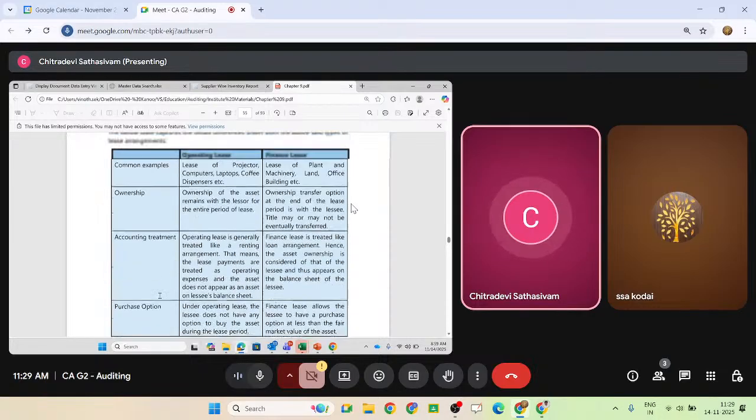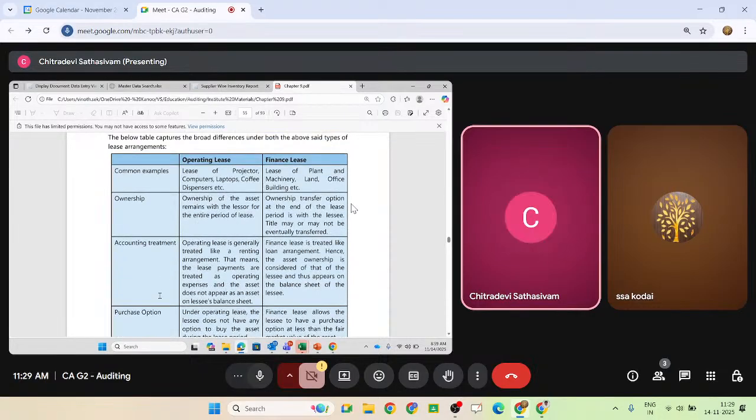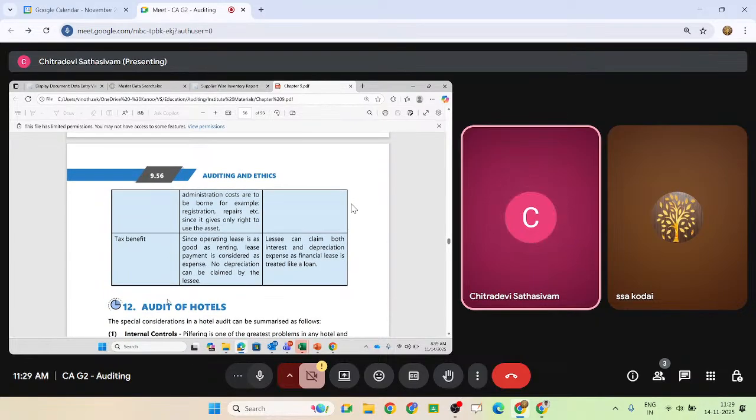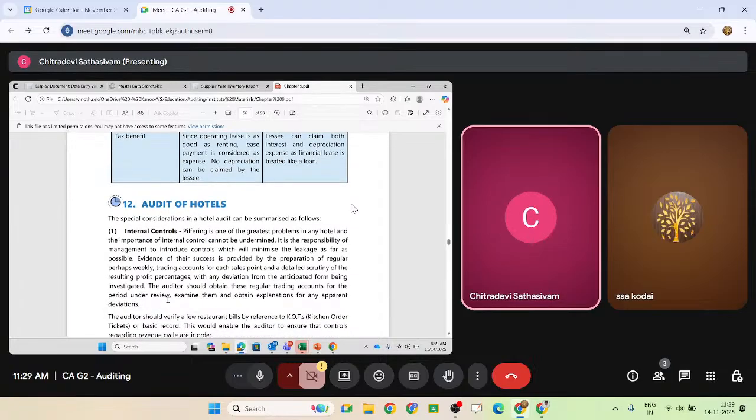So against each criteria point, what is the point that has been clearly defined for operating lease? How is it being handled for this course of transactions? This is how it takes place.